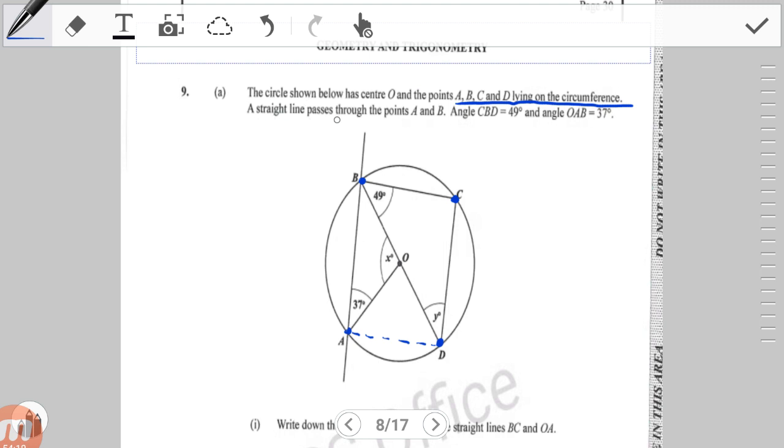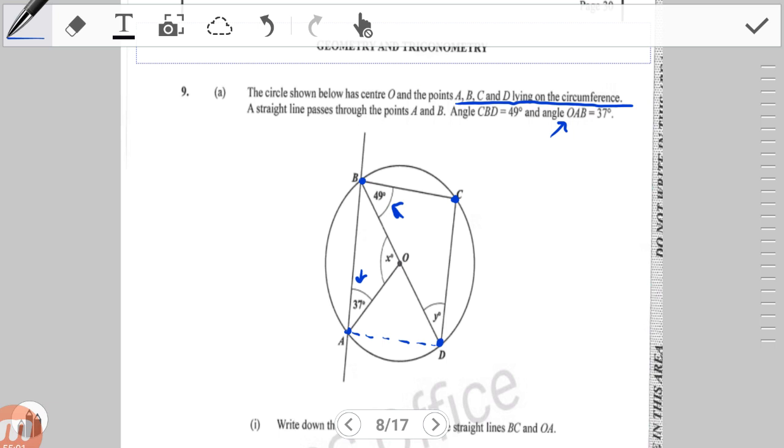It says that a straight line passes through the points A and B. They're trying to tell you that that's a secant. The angle CBD is 49, and the angle OAB, and if they say that there's a point O, that means there's a center, which means that there are going to be radii or diameters, or both. So that's 37 degrees, as you can see here. So 37 degrees, 49 degrees.